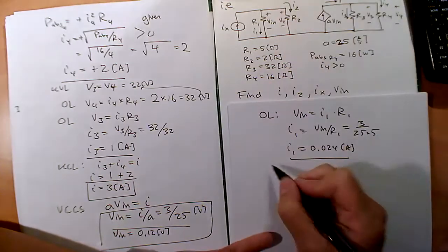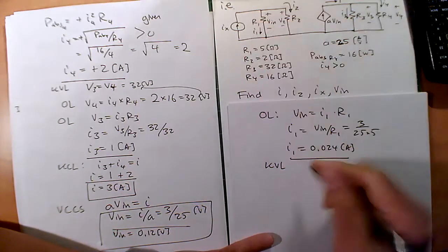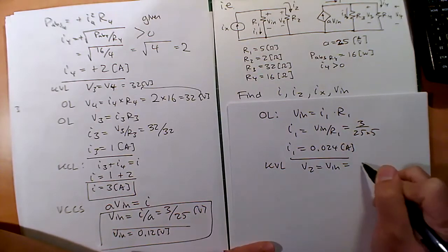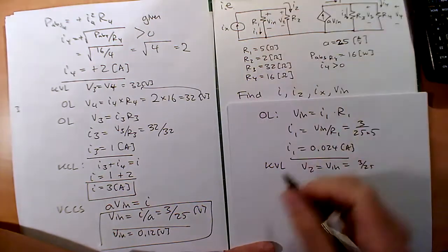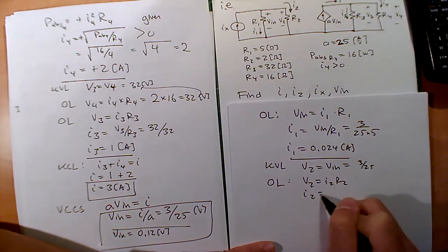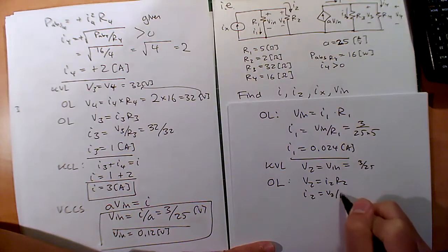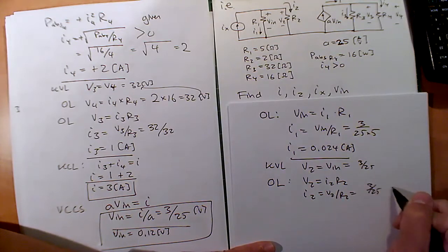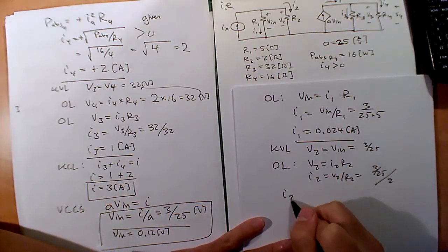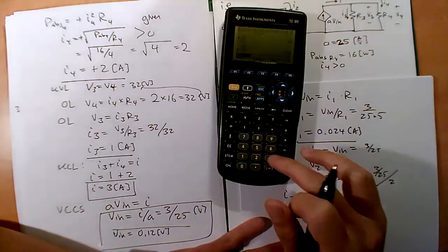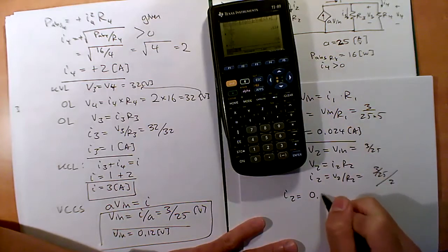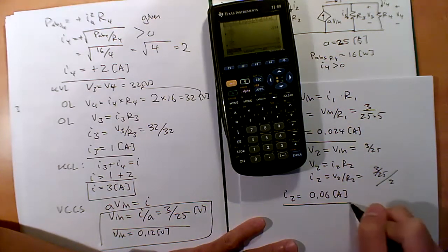And then I know by KVL, these two voltages are the same. So V2 is equal to Vn, which is 3 over 25. And then by Ohm's law, I have V2 is equal to I2 R2. So I2 is equal to V2 divided by R2, which is 3 over 25 divided by 2, 0.06 amps. Okay, so that's good.